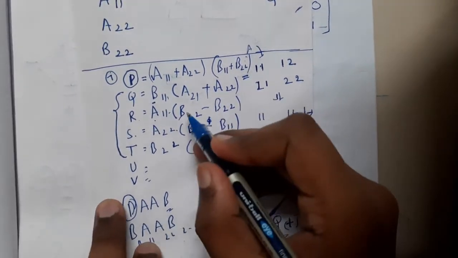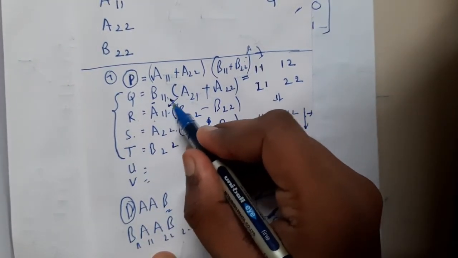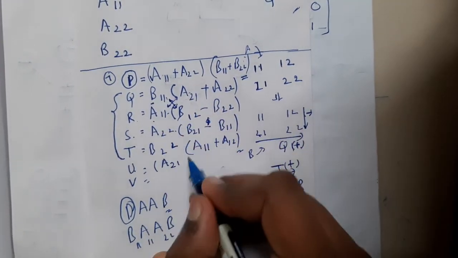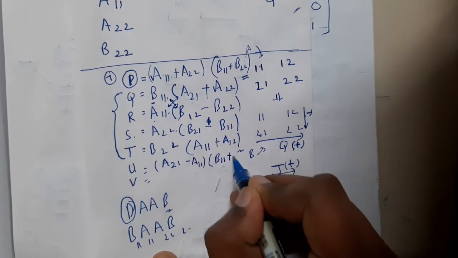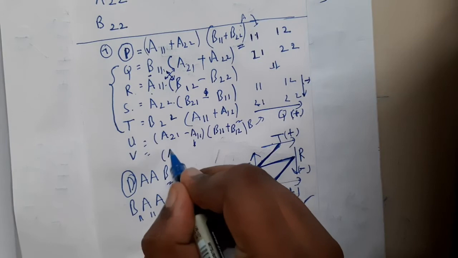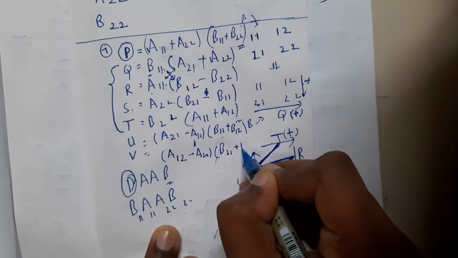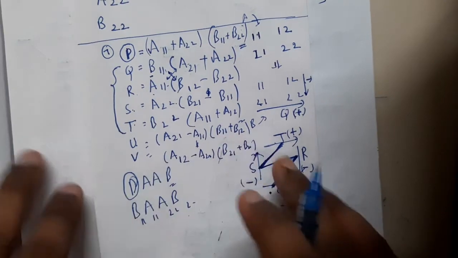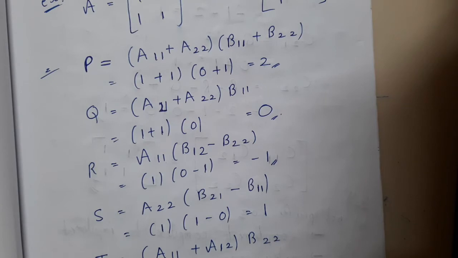So let us continue. So now for u, you will be writing these two and these two. So you will be writing in this way, that is nothing but a21 minus a11 into b11 plus b12. Just opposite of this is nothing but a12 minus a22 into b21 plus b22. So you will be getting all p, q, r, s, t, u, v. All the formulas I have just derived them, guys. So you can even remember them directly, or you can use this method to remember.